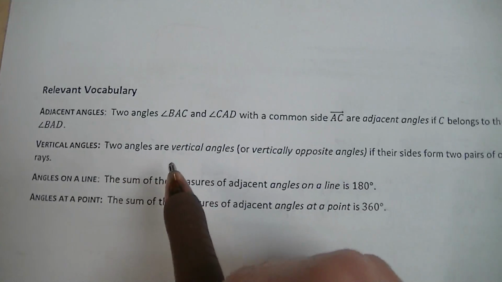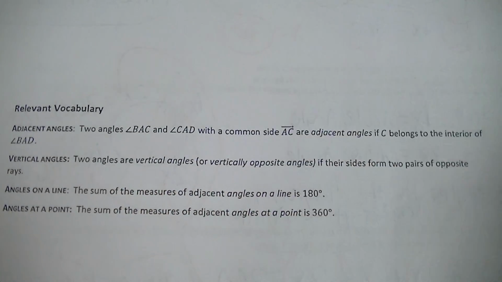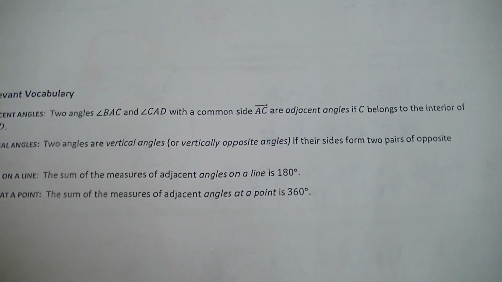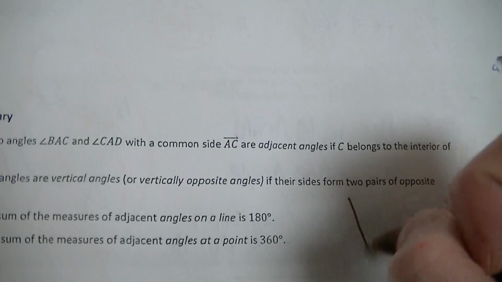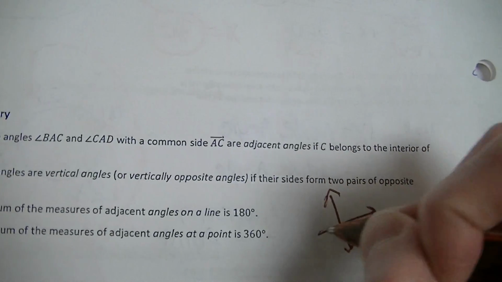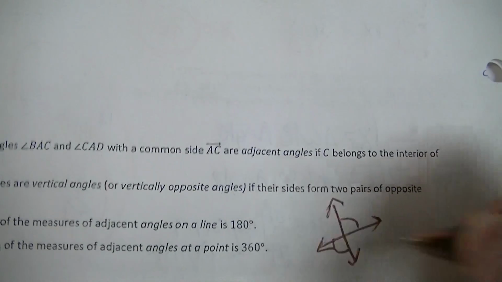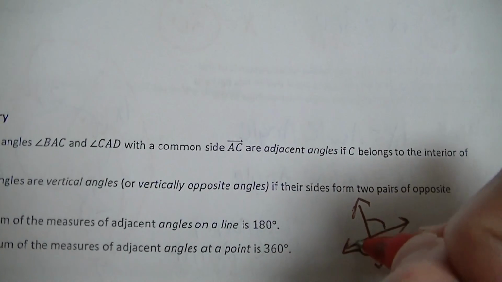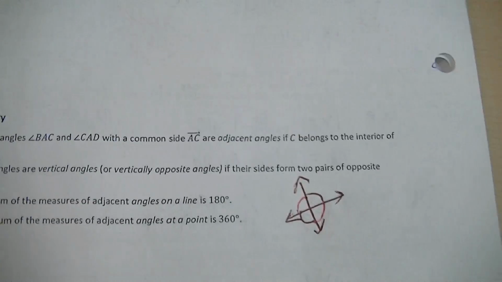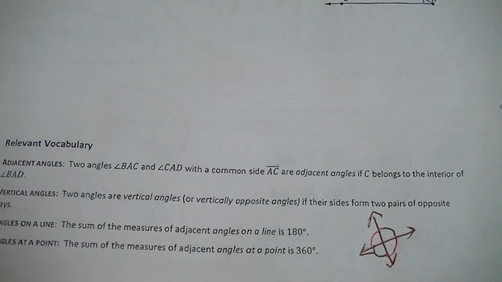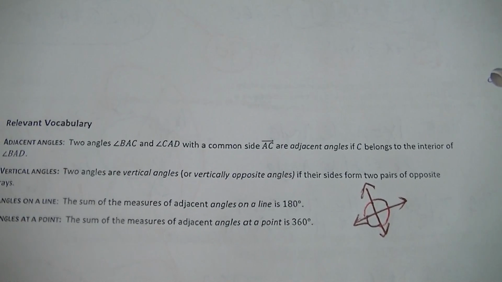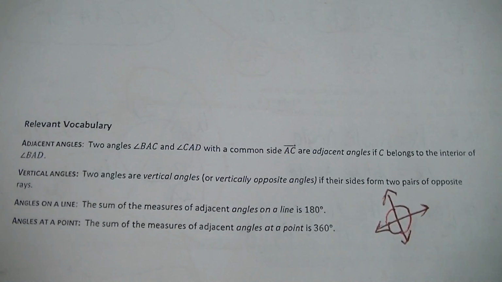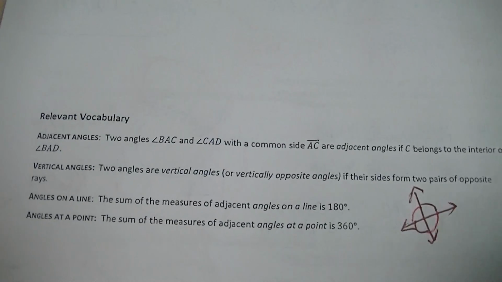Vertical angles are two angles that are vertically across from each other, and their sides form two pairs of opposite rays. So in English, an example looks like this. Okay, boom and boom, those are vertical to each other. And boom, those two are vertical to each other. The special thing about vertical angles that I always want you to remember is that vertical angles are always congruent. That means they're going to be the same size, same shape, same angle measure, okay?